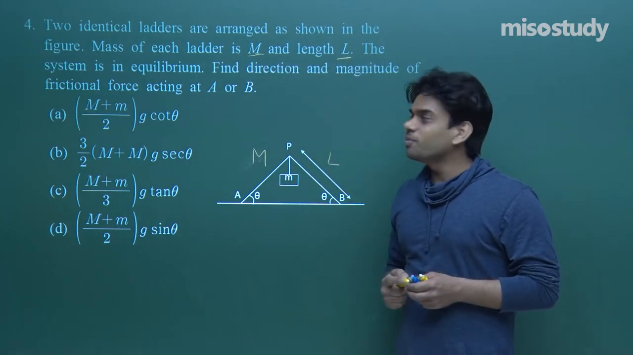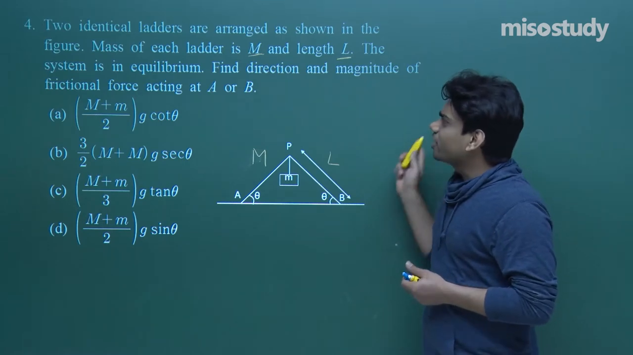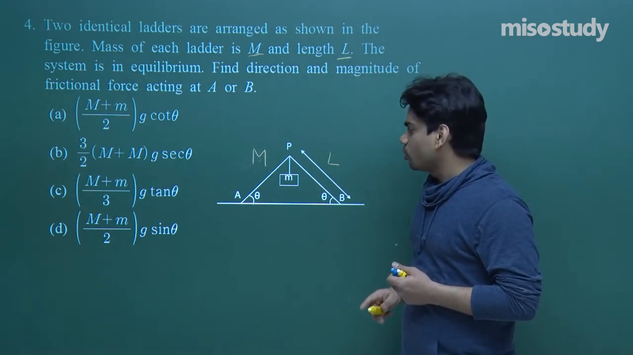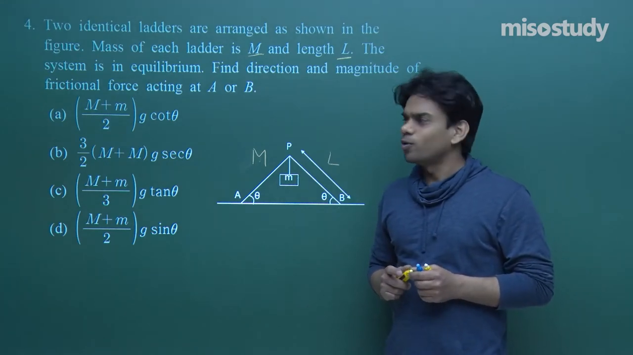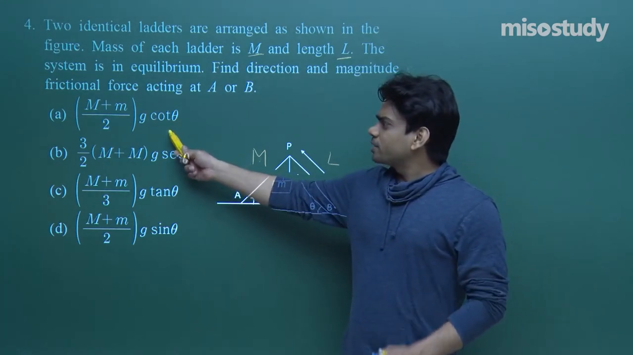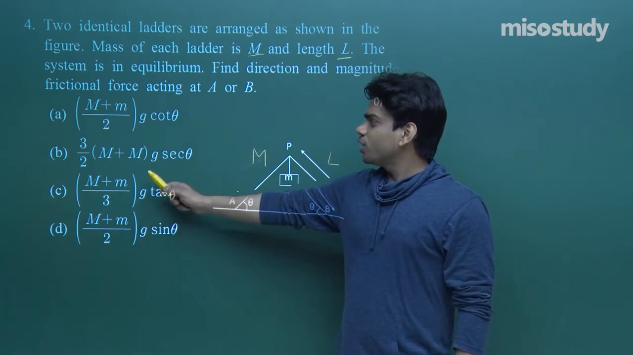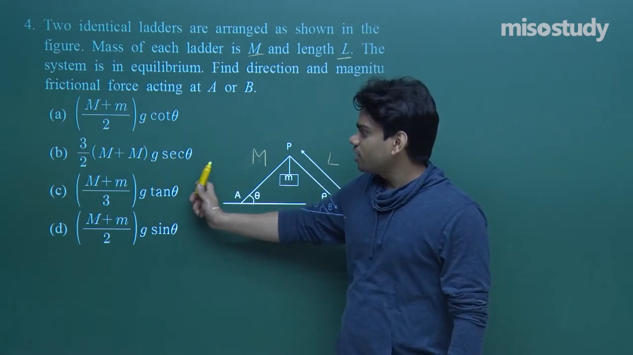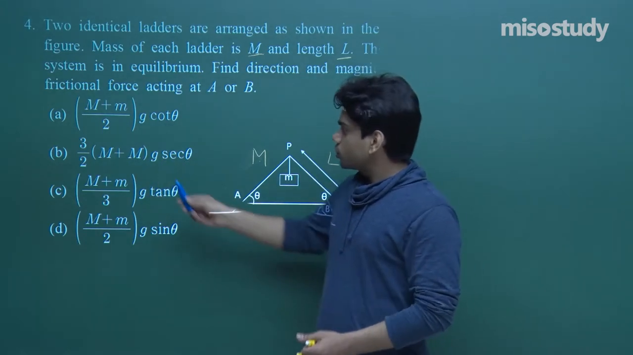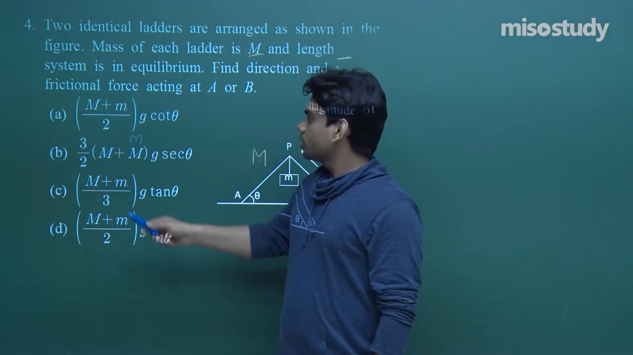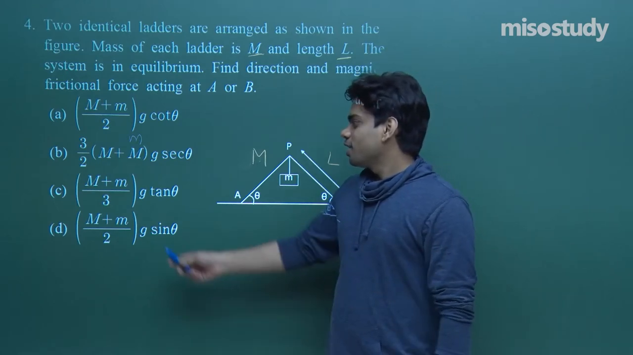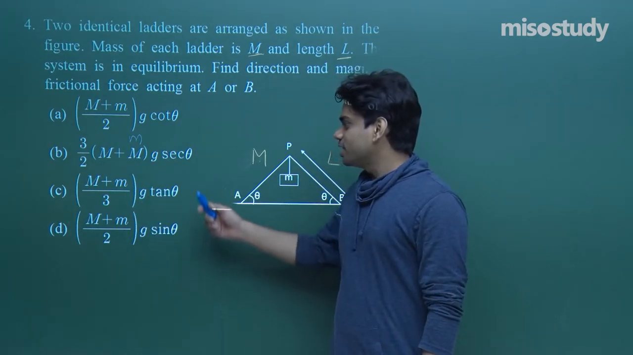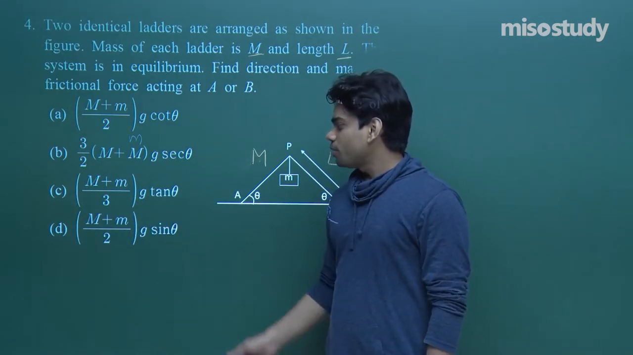The system is in equilibrium. Find direction and magnitude of frictional force acting at A or B. Option A: (M plus m) by 2 g cot theta. Option B: 3 by 2 (M plus m) g sec theta, with small m here because 2M capital M will not be required, it is directly 3 capital M. Option C: (M plus small m) by 3 g tan theta. Option D: (M plus small m) by 2 g sin theta.